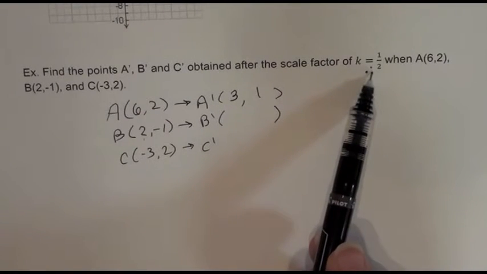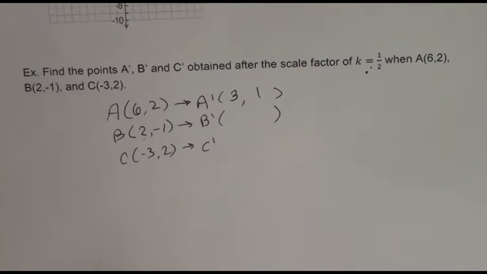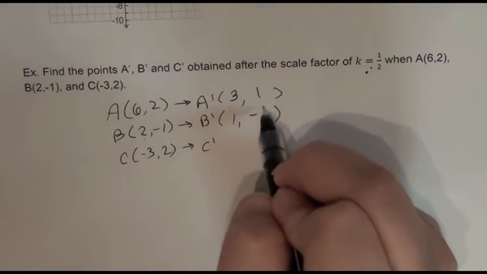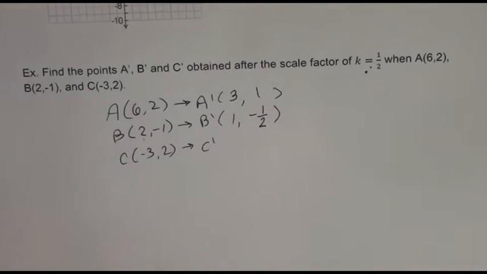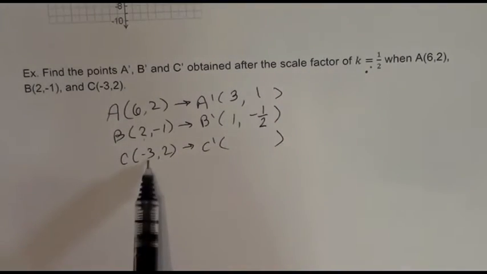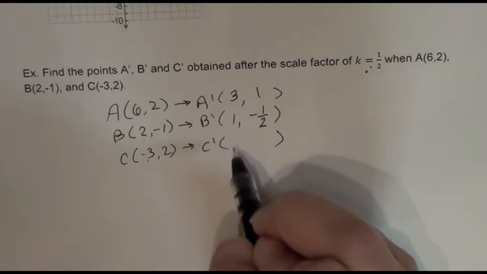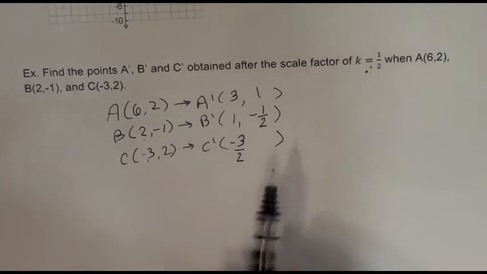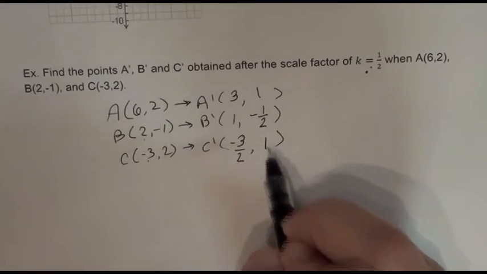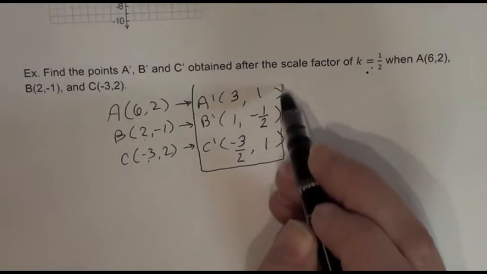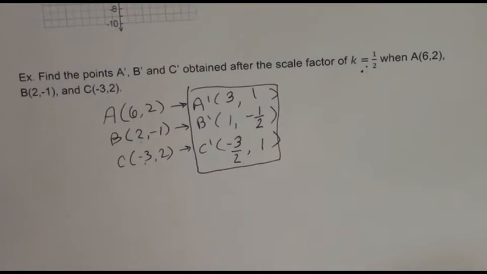B prime. 2 times 1/2. Again, that's the same thing as 2 divided by 2, which is 1. -1 times 1/2 is simply -1/2. So we have a fraction. That's not a problem. I know some students shy away from fractions, but it's ultimately not going to cause a problem, especially since we don't have to graph it. And then point C, -3 times 1/2 is -3/2. And 2 times 1/2 is 1. We have our points A prime, B prime, and C prime.